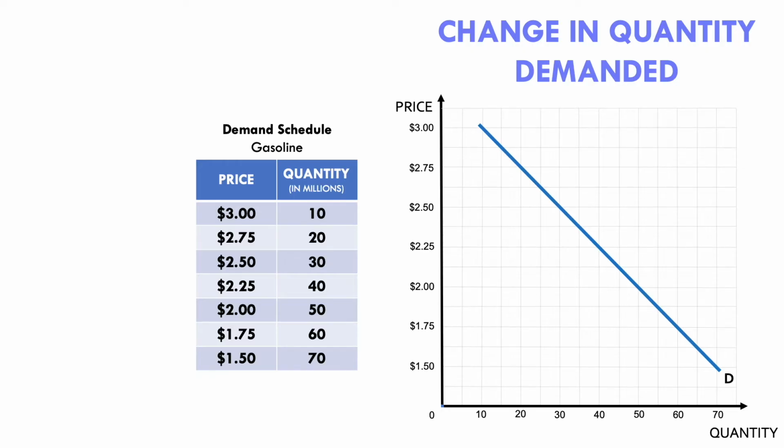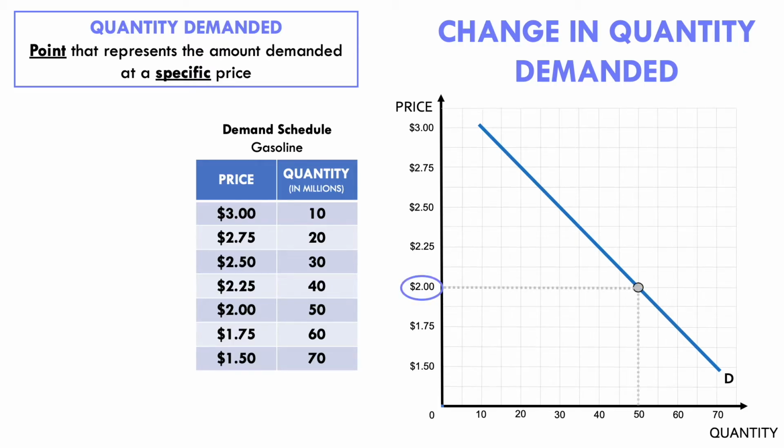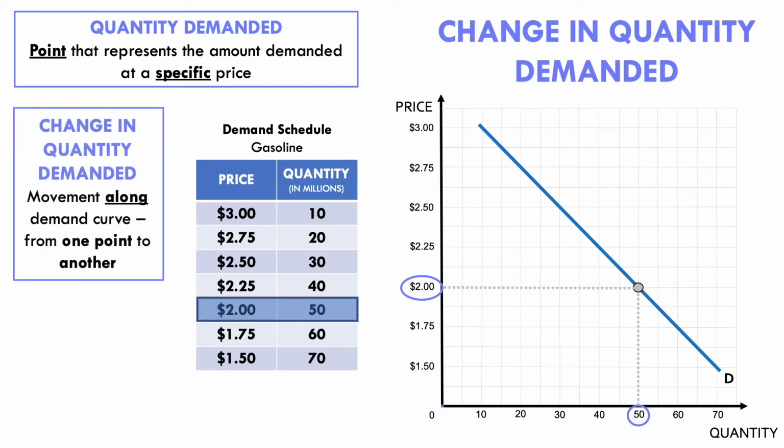Now, how does this play in when we see a change in one of those things? We're going to start first with a change in the quantity demanded. Remember, quantity demanded is a specific point, so we're just seeing us move from one specific point to another specific point. Say we're at that point of $2, and at $2, 50 million gallons of gas is being demanded. What would happen if that price changes? Well, this would be a change in the quantity demanded. It's a movement along our demand curve from one specific point to another specific point.